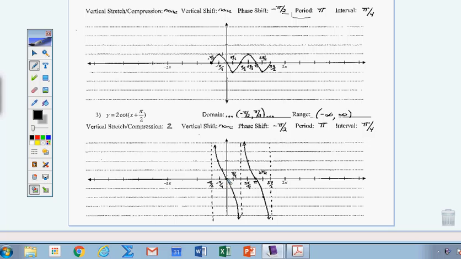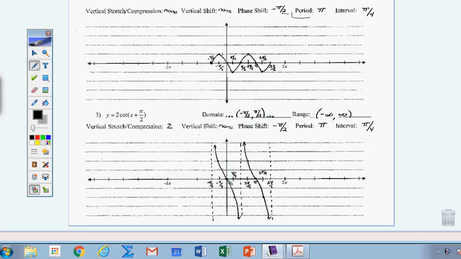If I'm back at 0, the only other thing I have on here is a vertical stretch of 2. That means my period stays the same for cotangent. My period always starts as pi for cotangent. That means my intervals are pi over 4.